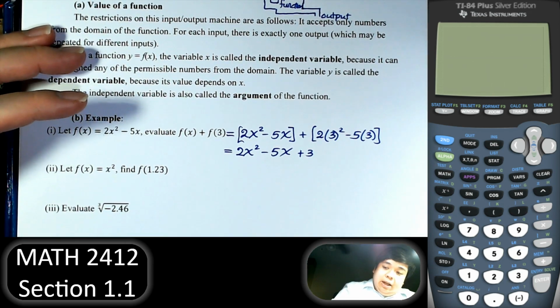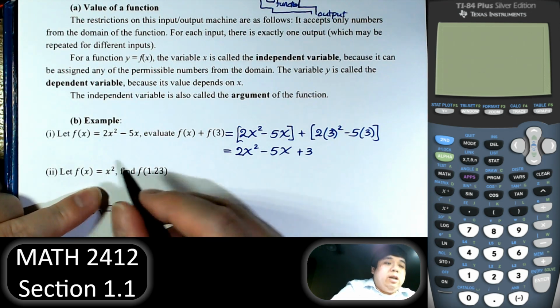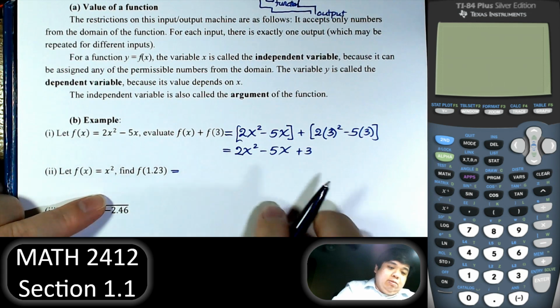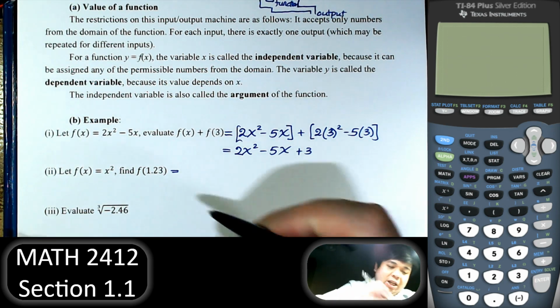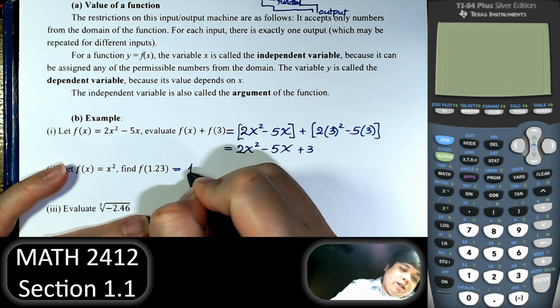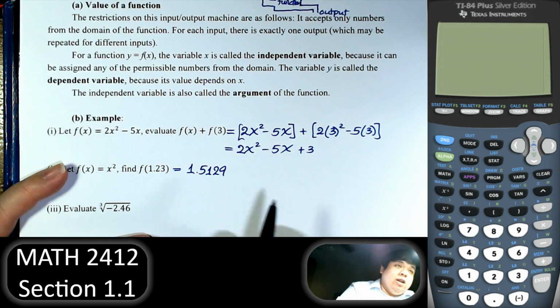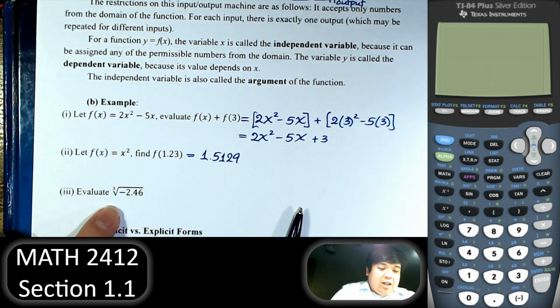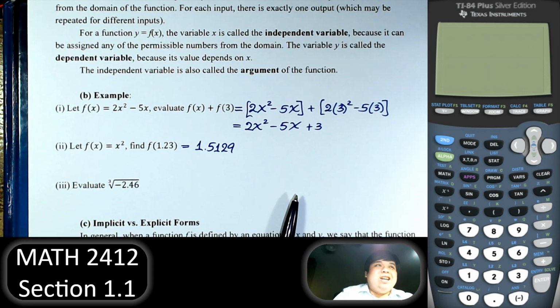Right. Similarly, if the function is x squared, what is f of 1.23? Of course, we can just say 1.23 squared, or we can store into x and then evaluate. Since it's only a simple x squared, we're just going to say 1.5129. Right. Now, in this example, I just need to show you where the x cube root is on this calculator.